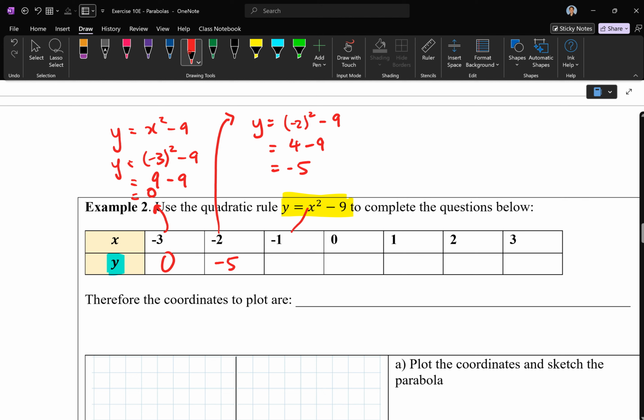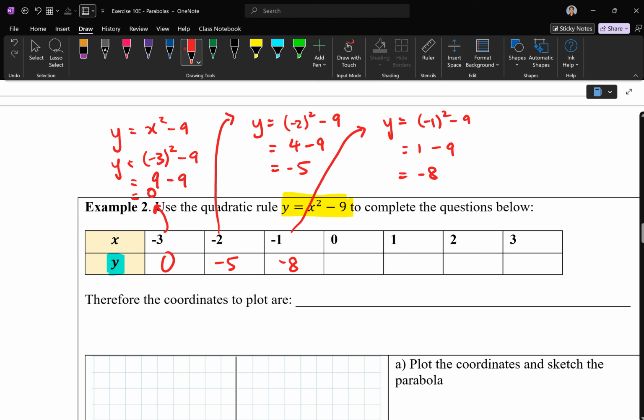So if you sub it in, same thing again. Y is equal to negative 1 squared minus 9. What's negative 1 times negative 1? 1. Very good. So it becomes 1 minus 9, and 1 minus 9 is equal to what? Negative 8. Very good. So you write in negative 8.